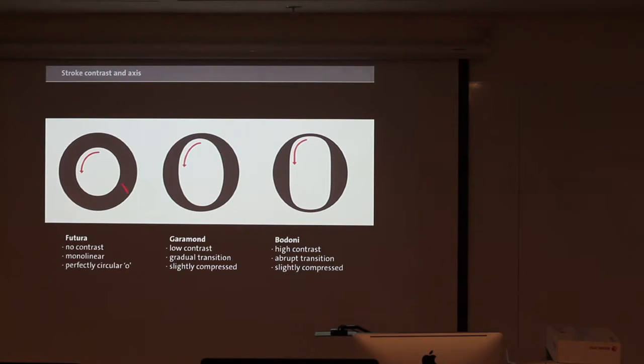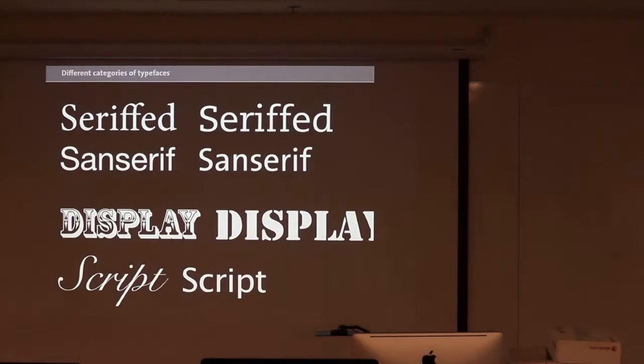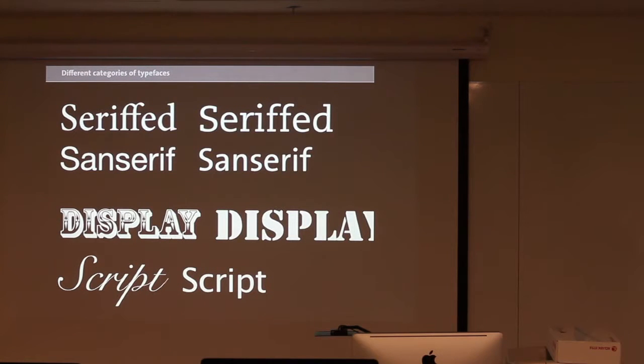If you look at the inside shape of an O, see how the curve is kind of even like this, it's a perfect circle. This one changes from thin to thick. This one changes from thin to thick really dramatically. So these are the things that you look out for. I don't want to show you too many things. But a very basic way to differentiate them is serif, sans serif, display.